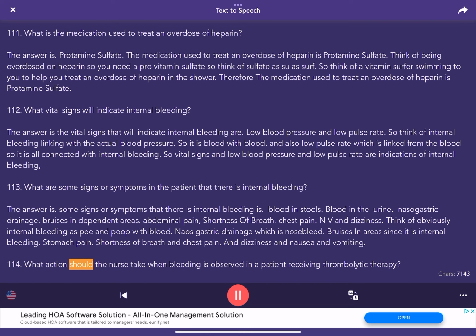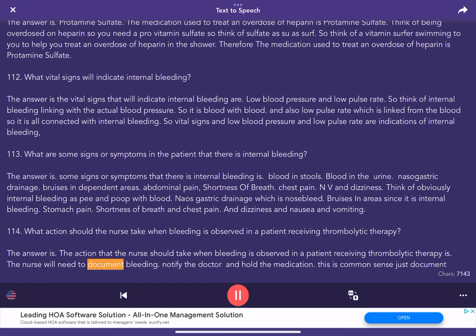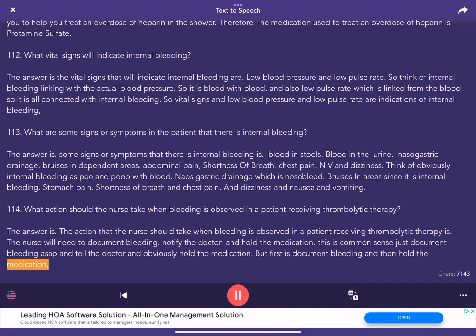114. What action should the nurse take when bleeding is observed in a patient receiving thrombolytic therapy? The answer is the nurse will need to document bleeding, notify the doctor, and hold the medication. This is common sense. Just document bleeding ASAP and tell the doctor, and obviously hold the medication. But first is document bleeding and then hold the medication.